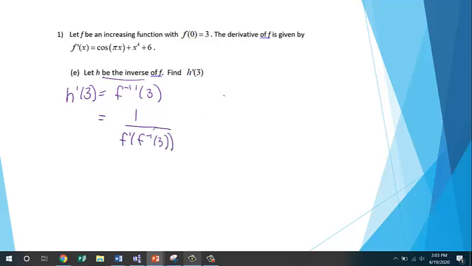Okay, so now from here, please remember that this is going to be (3, something) on the inverse. All right, so on the original function, it's going to be (something, 3). And if you look, we have been given the point (0, 3). So if (0, 3) is on the original, then (3, 0) is on the inverse. So the inverse at 3 is 0. So this is now going to be 1 over f prime of 0. And we did find f prime of 0 in part C, and that was equal to 7. So h prime of 3 will equal 1/7. And then we did it.